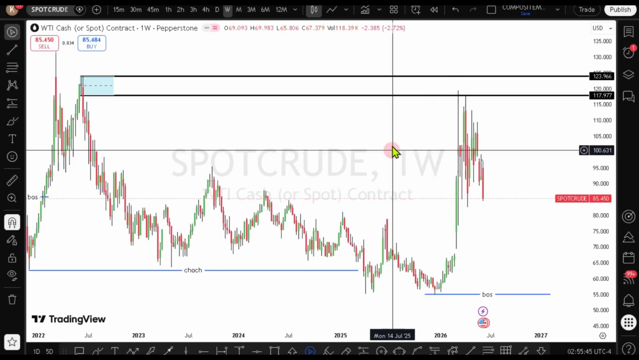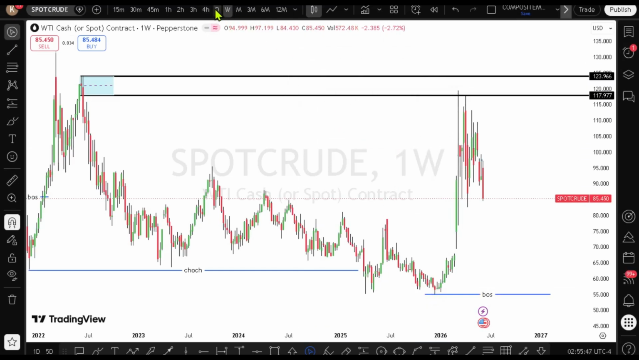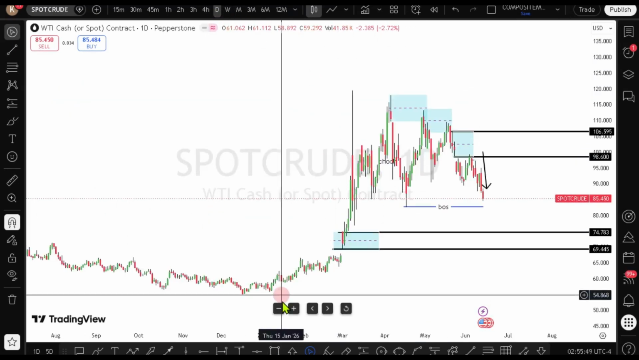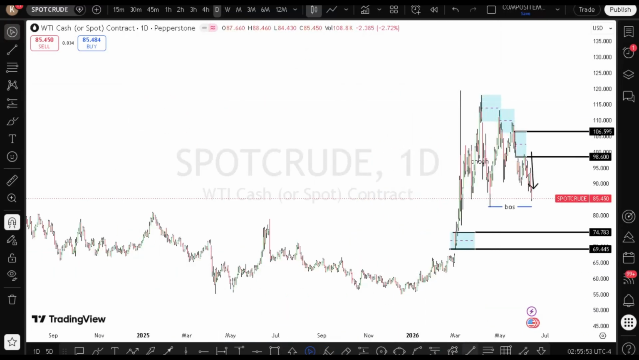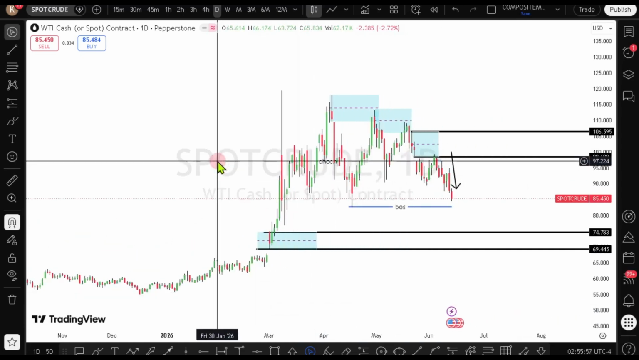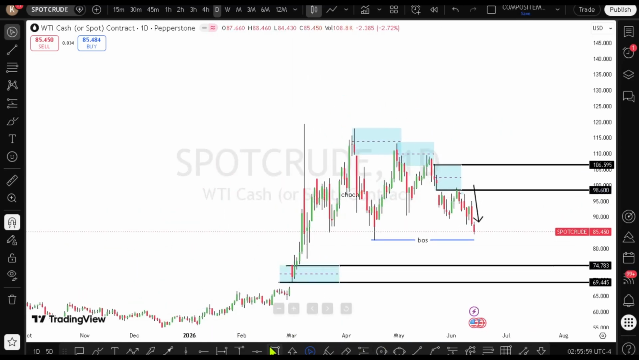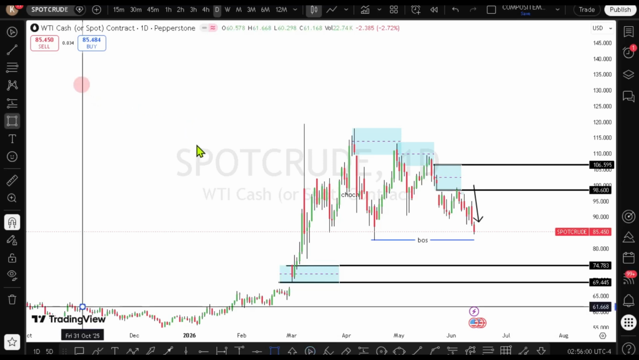Now, when I go to the daily time frame, because we already know that this market's falling from a supply on our left, on a daily chart, we did not have a clear shift in structure because remember, if we have a supply level, let's say you have a zone.